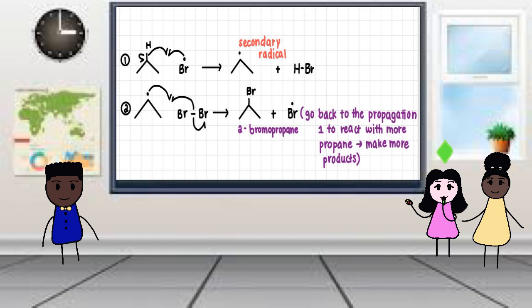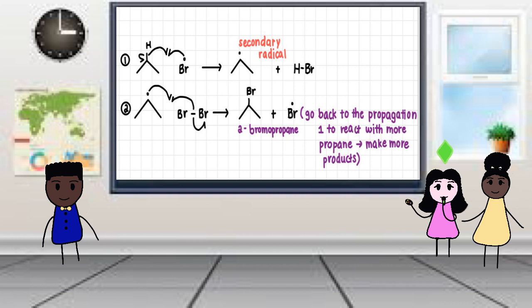In propagation 1, since the bromine radical is very selective, it will attach to the hydrogen of the most stable carbon. In this case, it will be the second carbon. We use half arrows for the radical reaction to indicate that only half of the electron pair is taken from the bond between the hydrogen and the carbon. The products for this step will be secondary carbon radical and HBr.